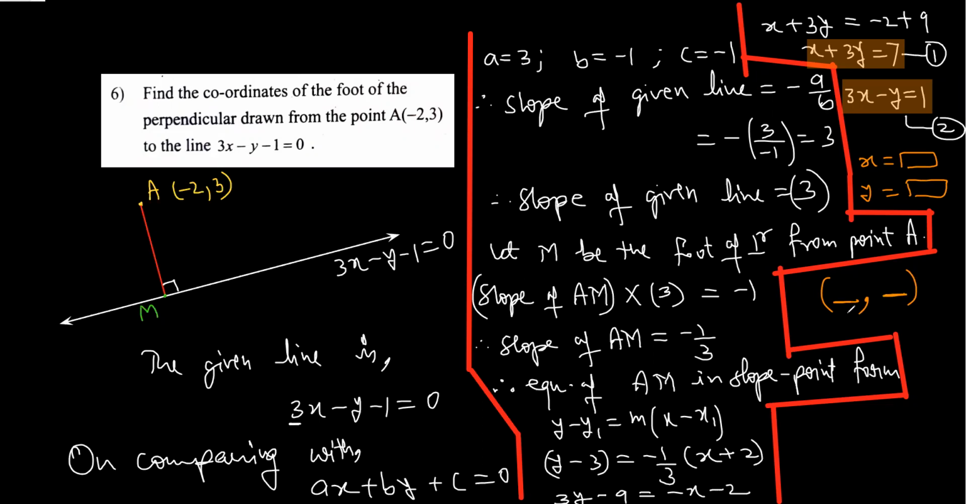These are the coordinates. This is the x coordinate and the y coordinate. Coordinates of point M. We have already done this, that's why I'm not doing it here. Okay. You will solve and you will get the coordinates of point M, and that is the foot of perpendicular.